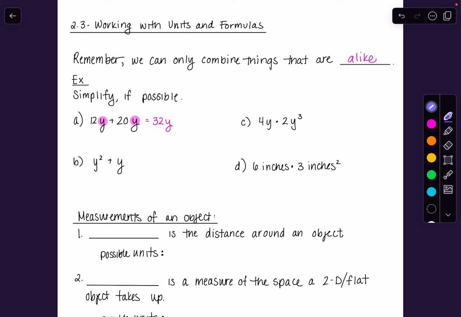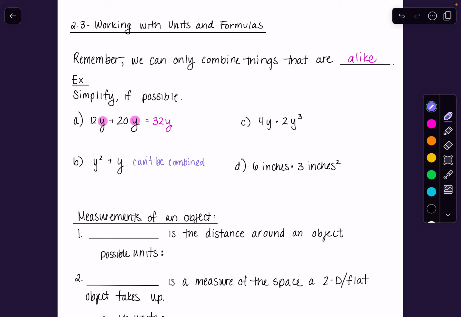Now, if I move on to B, I have y squared and y. They are being added. Y squared is something different than y. So these can't be combined, because they are representing two different things, even though it's the same base variable. If we multiply, it is different, but adding, they have to be exactly the same.